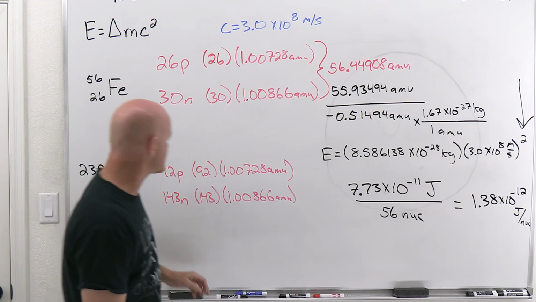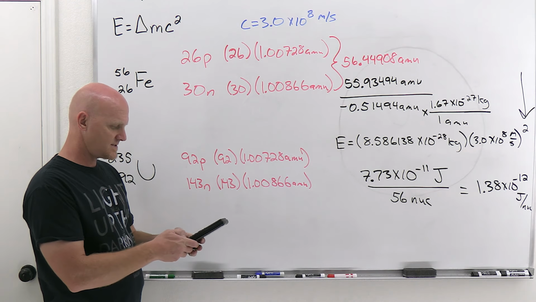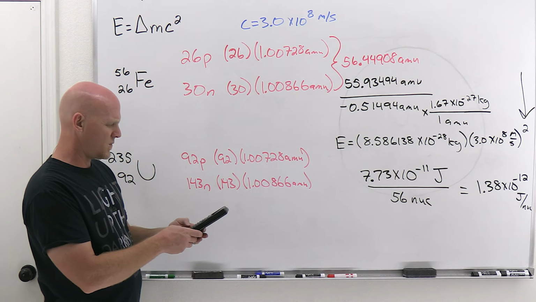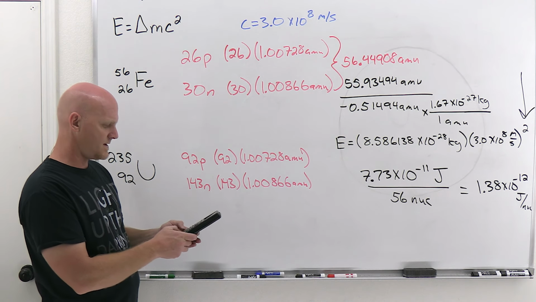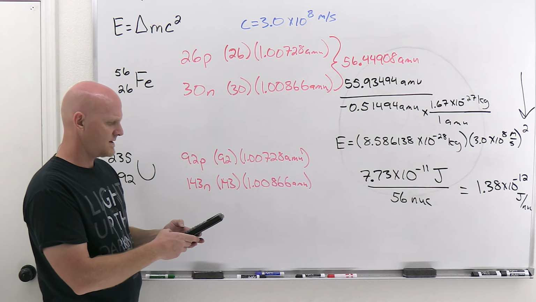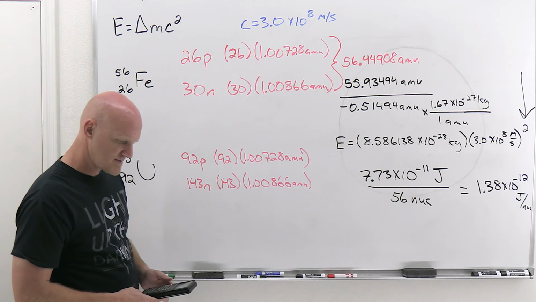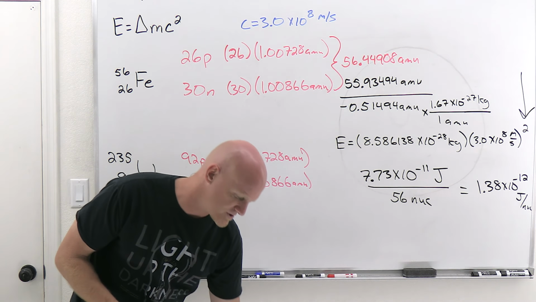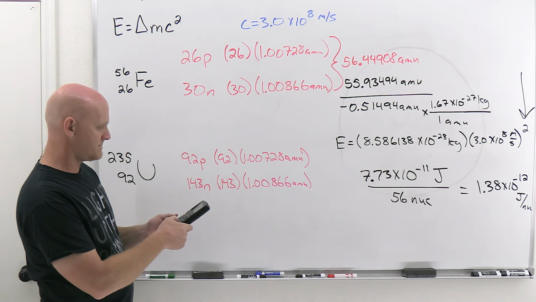All right, so if we do this for uranium now, on the other hand, I'm going to do this mostly in my calculator here. So do 92 times 1.00728 plus 143 times 1.00866, and I get 307.33598. And then right off the table I provided you, we will subtract that. No, that's not right then. Let's try this one more time.